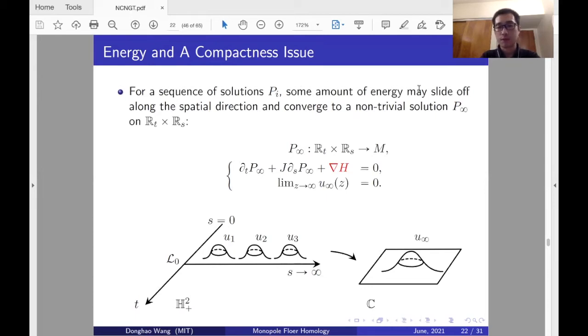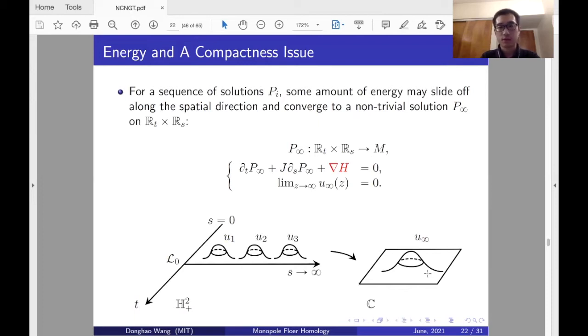Then some amount of energy may slide off along the spatial direction and converge to a non-trivial solution P infinity on the complex plane. This limit P infinity is subject to the same perturbed Floer equation, and the boundary condition is its density function will converge to 0 in any direction of the complex plane. And this is a picture for this density function U infinity. And such a solution is usually called a point-like solution in the literature.